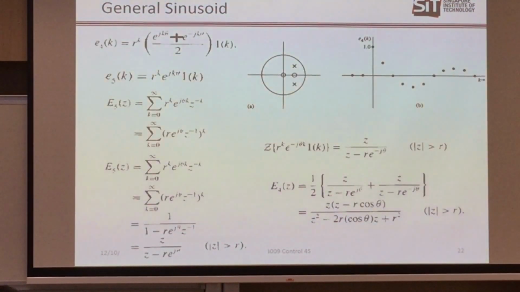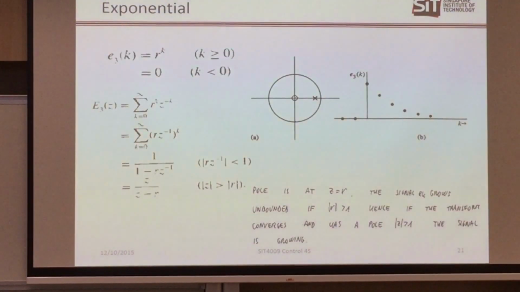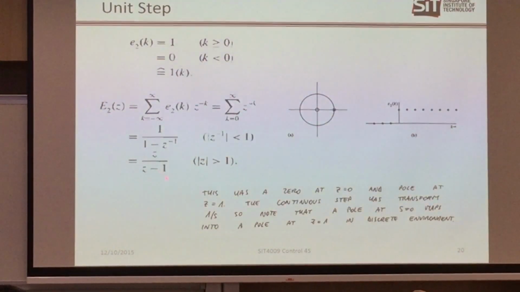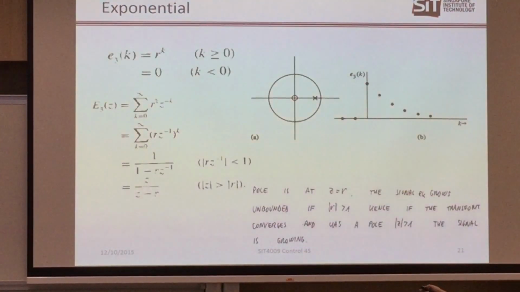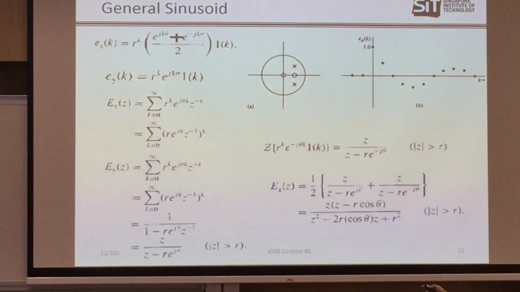And if you want to remember, it's actually very simple. If your theta is 0, what do you get? Z minus R divided by Z minus R squared. If your R equals 1, what do you get? You get this. So your unit step can be considered as a special case of the exponential function where your base R is 1. Your exponential function can be considered as a special case of the cosine and sine function, where the imaginary part is 0 and you only have the real part.